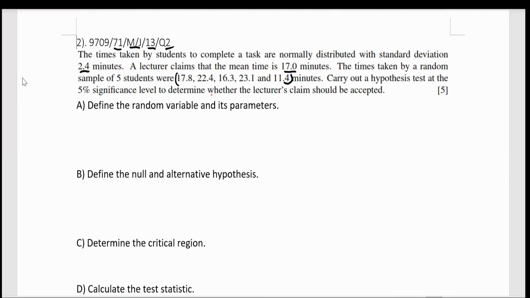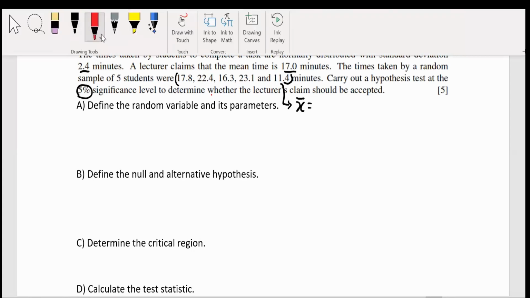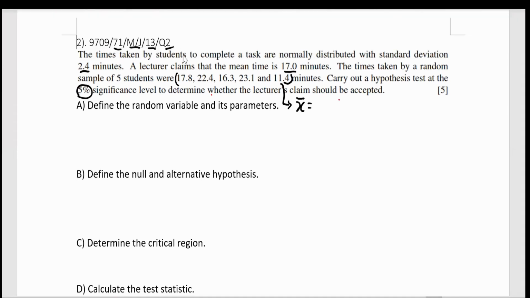So you have to use it to find out the sample mean by yourself, right? Instead of giving it to you like the previous questions. So you have to carry out a hypothesis test at the 5% significant level to determine whether the lecturer's claim should be accepted. Now, this sentence tells me that this is a 2-tail test. All right. Okay, let's say I jump straight to part B.